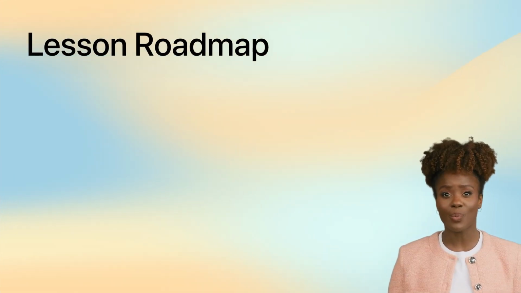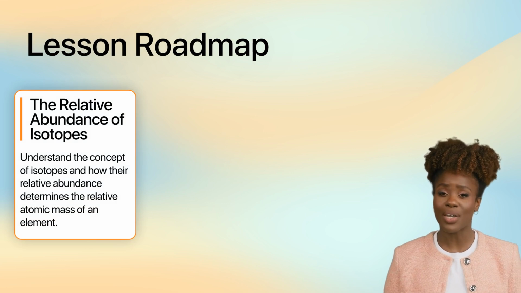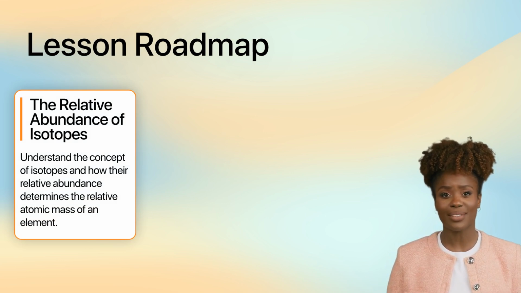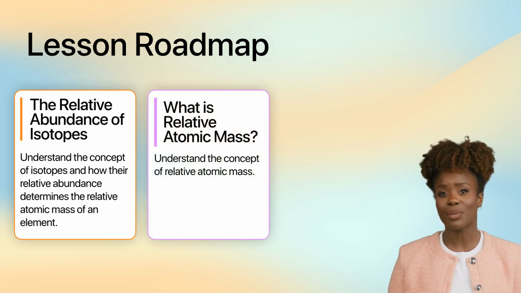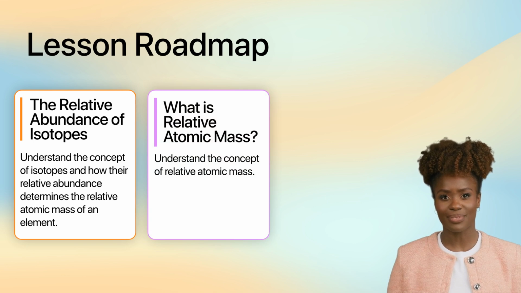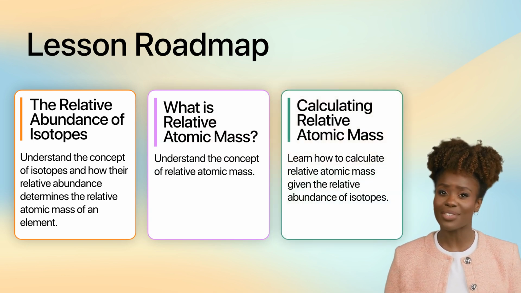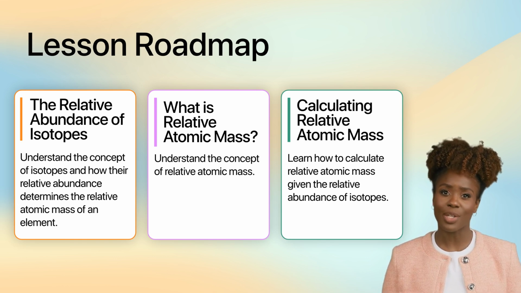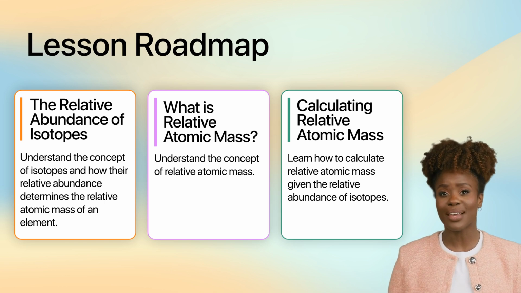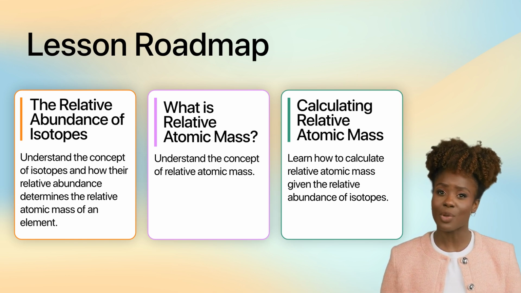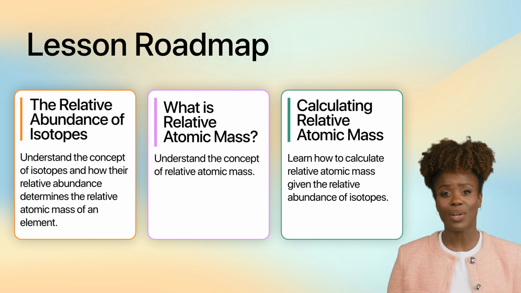In today's lesson, we will first understand the concept of isotopes and how their relative abundance determines the relative atomic mass of an element. We will also understand what relative atomic mass is and learn how to calculate relative atomic mass given the relative abundances of isotopes. Through this, we will also understand how isotopes can result in the relative atomic mass not being a whole number.